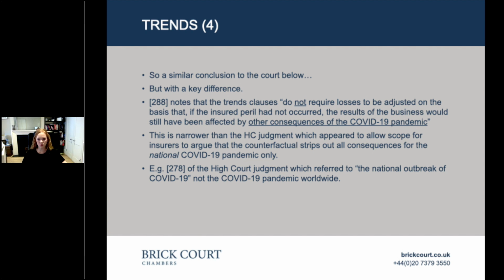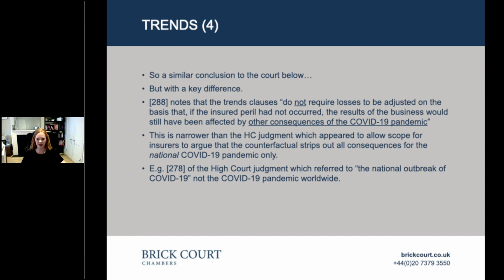How does the Supreme Court judgment compare with the High Court judgment in relation to trends? In short, they have a very similar conclusion. There is one difference, and for that reason, I've put out paragraph 278 of the High Court judgment at the bottom of this slide. That referred to the national outbreak of COVID-19, and it therefore appeared to allow scope for insurers to argue that the counterfactual would only strip out the consequences of the national COVID-19 pandemic. So, for example, assuming our steak restaurant is serving Argentinian beef, imagine that COVID-19 in Argentina was causing our restaurant supply chain issues.